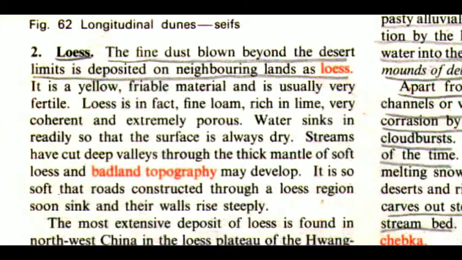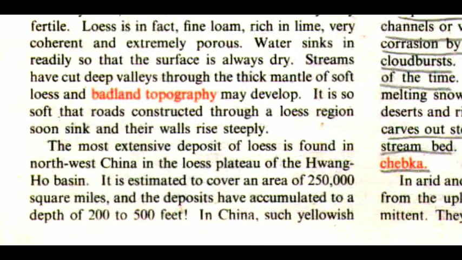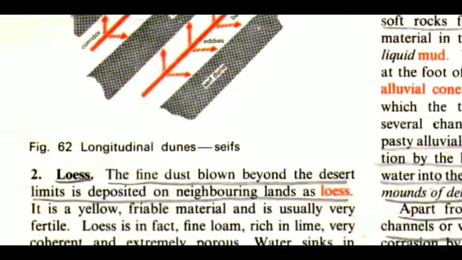Streams have cut deep valleys through the thick mantle of soft loess, and badland topography may develop. It is so soft that roads constructed through a loess region soon sink and their walls rise steeply. The most extensive deposit of loess is found in northwest China, in the loess plateau of the Huanghe Basin. It is estimated to cover an area of 250,000 square miles, and the deposits have accumulated to a depth of 200 to 500 feet.